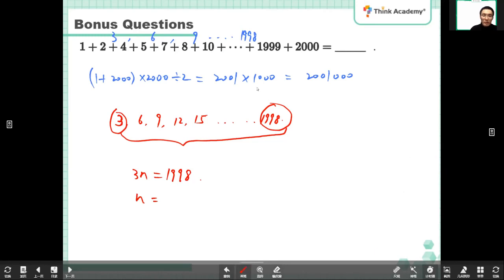Right, so 1998 divided by 3 will give us 666. There's a total of 666 terms in this arithmetic sequence. So let's calculate 3 plus 1998, first term plus last term, times number of terms, divided by 2. And that will be 2001.